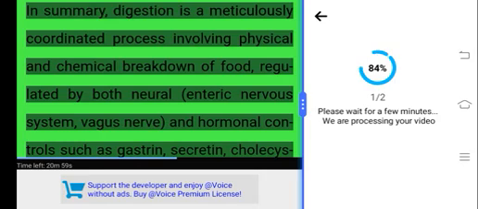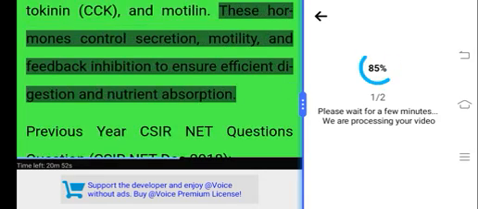In summary, digestion is a meticulously coordinated process involving physical and chemical breakdown of food, regulated by both neural control, the enteric nervous system and vagus nerve, and hormonal control such as gastrin, secretin, cholecystokinin (CCK), and motilin. These hormones control secretion, motility, and feedback inhibition to ensure efficient digestion and nutrient absorption.